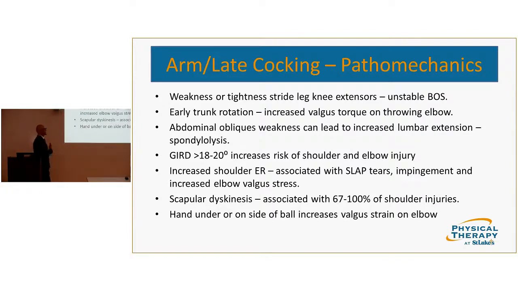Scapular dyskinesis, again, that's the big one when you're talking about the shoulder. But again, why is that occurring? Is it something lower, or is it just the one kid I just told you about that shouldn't be throwing? His scapula was a mess. It was just a mess. And it had less to do with his hips down than more about what was happening at his shoulder. And again, hand under or on the side of the ball increases the valgus strain on the elbow because it's going to automatically already put them in external rotation. So now they're already there and putting more load on that medial aspect of their elbow.